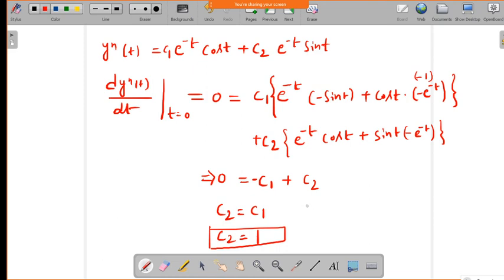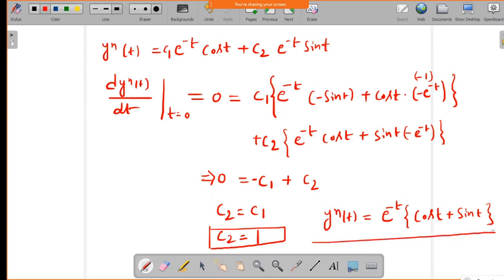So now what is the final equation? You will get the natural response, the final solution, which will be equal to e power minus t into cos t plus sin t. So this is the solution to the differential equation when the roots are complex. Okay, so understood? Any doubt?